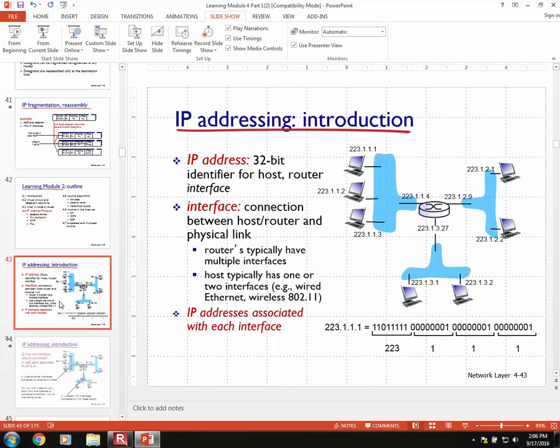Next up, let's talk about the very important concept of IP addressing.